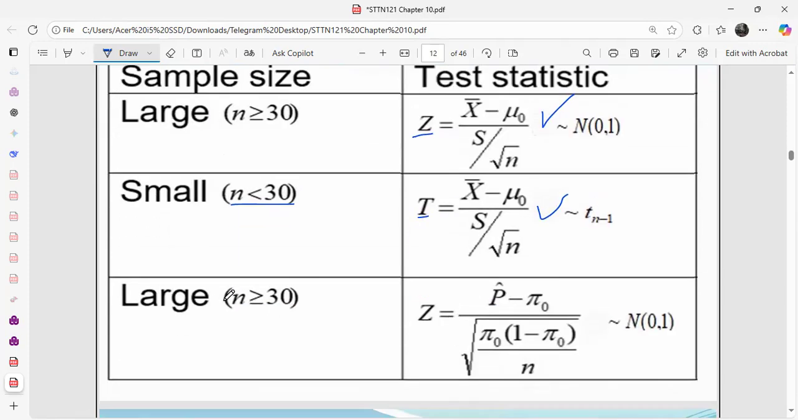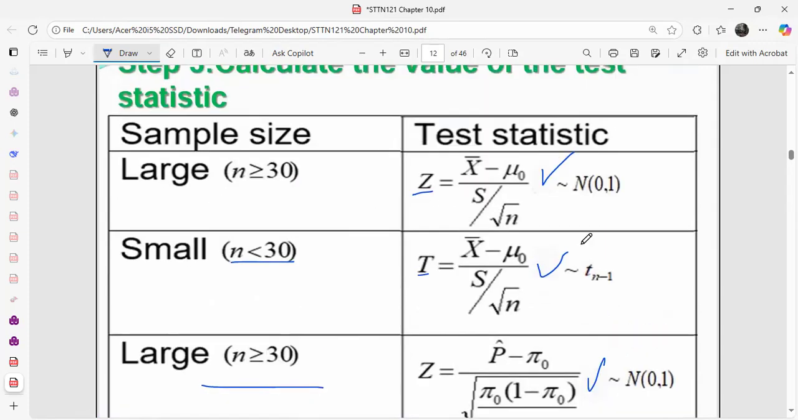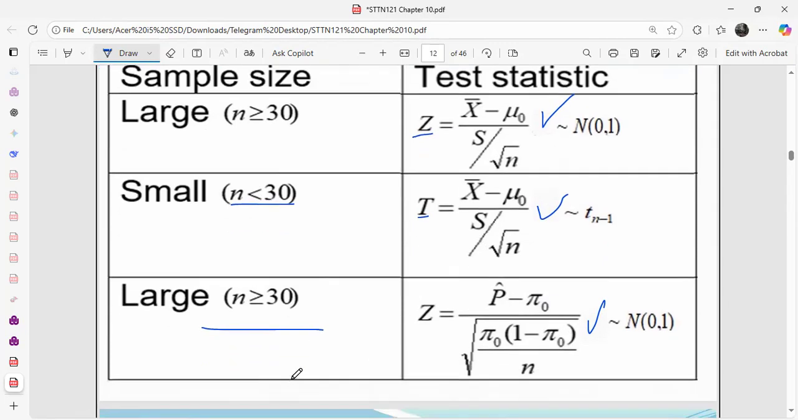Okay. Then with this one, for the proportions, the n is always greater or equal to 30. So you need to know these formulas. If n is greater or equal to 30, use this. But if n is less than 30, use t. Then under the proportions, it's always greater or equal to 30.